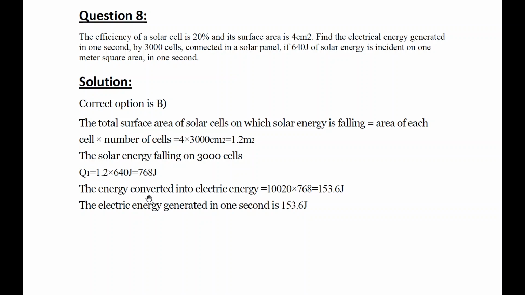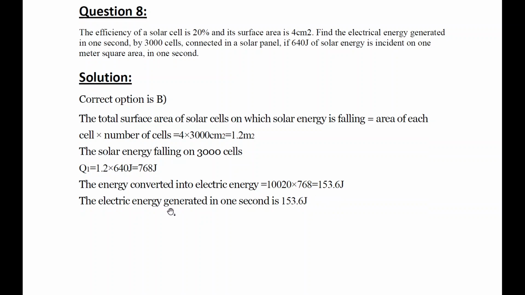Now the energy converted into electrical energy will be 20 percent cross 768, which is 153.6 joule. No, I think this will be 12,000. I have made some mistake here. This is 12,000 centimeters square into 768, which gives 153.6 joule. Okay, so this is how it works.